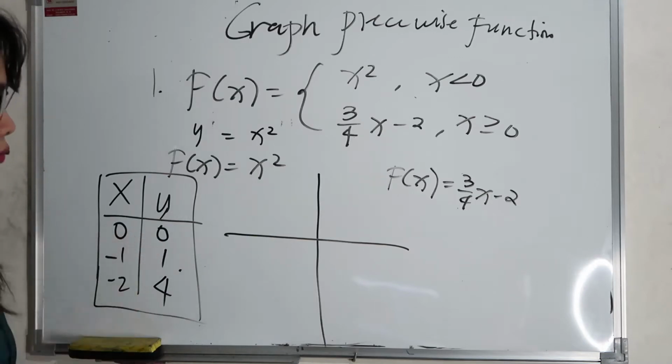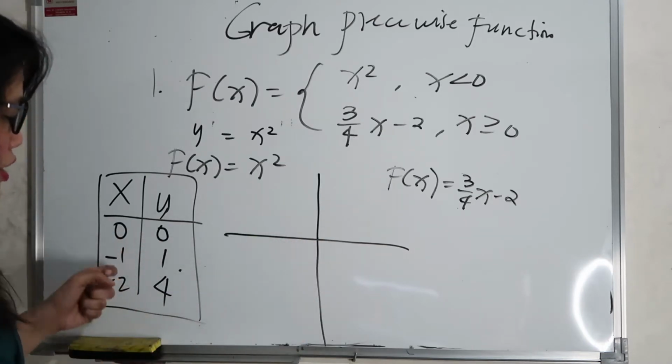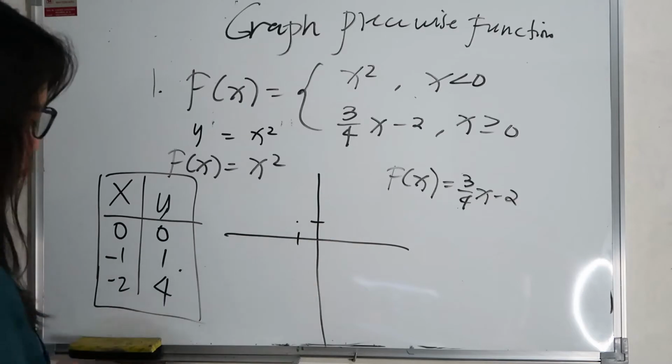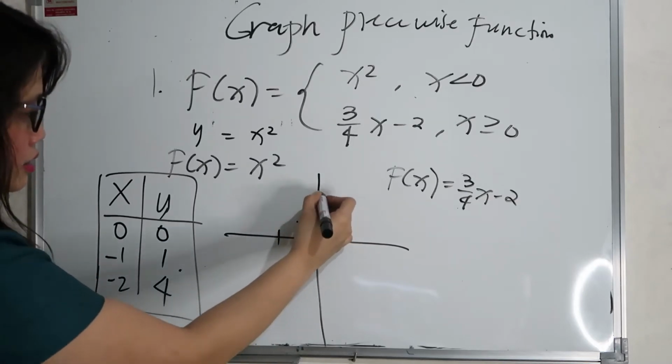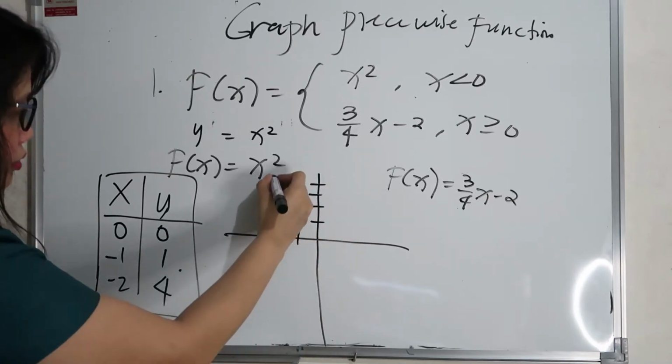So we have (0, 0), in the middle. And then we have (negative 1, 1) here. And then we have negative 2, and then 1, 2, 3, 4 over here.